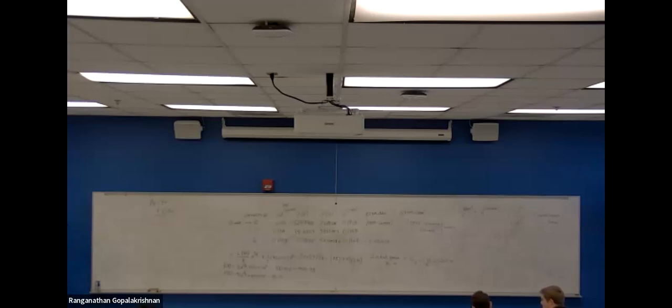The Manning equation can be written for a rectangular open channel as Q equals square root of S multiplied by (BH) to the 5/3, divided by N, multiplied by (B plus 2H) to the 2/3.